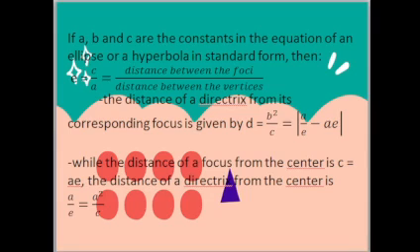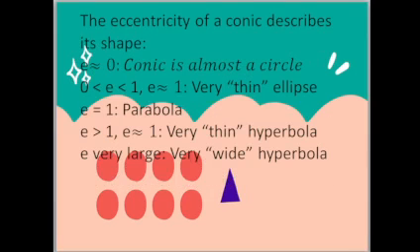The distance of a directrix from its corresponding focus is given by D is equal to B squared over C, or is equal to the absolute value of A over E minus A times E. Well, the distance of a focus from the center is C is equal to A times E. And the distance of a directrix from the center is A over E equals A squared over C. So you have to take note of those different formulas.